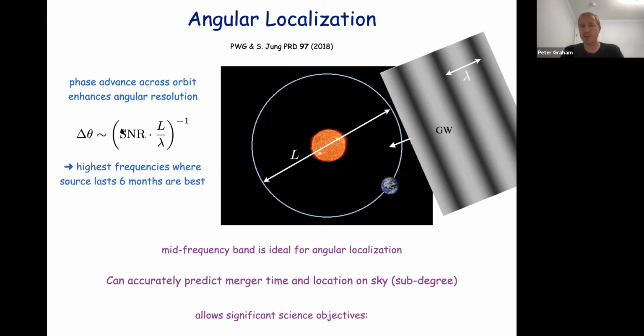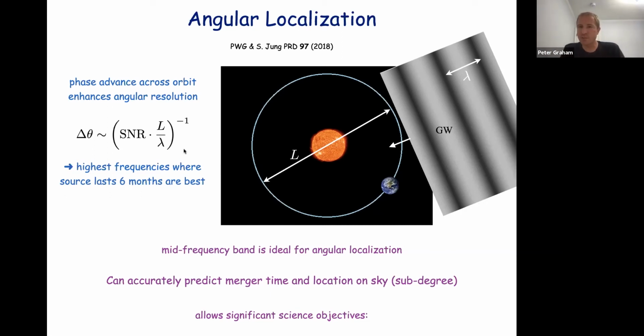Even if you just have SNR of sort of 1, it can easily get you to sub-degree angular localization on the sky, which is what you need. That's the field of view of big telescopes like Hubble. That's enough to tell your electromagnetic observing counterparts where to point their telescopes, okay? And then they can find the source within the field of view somewhere. So that's a real crucial threshold to get past, and this midband does it.